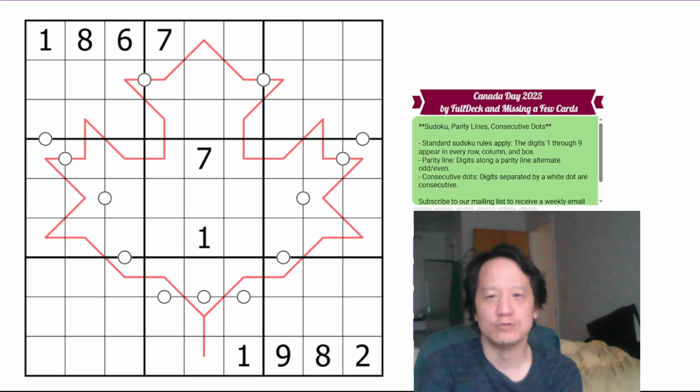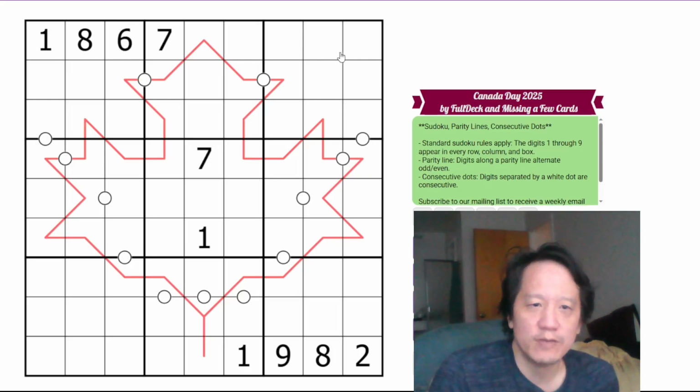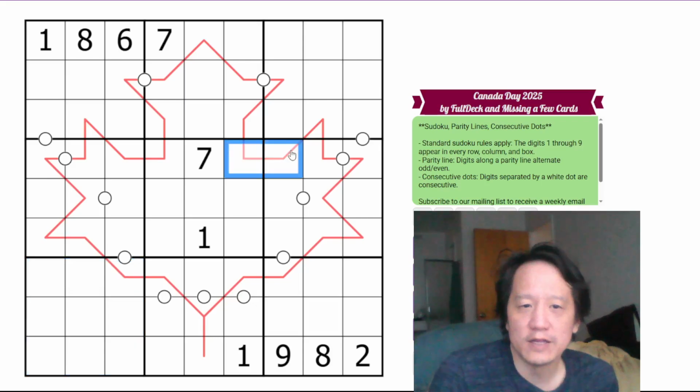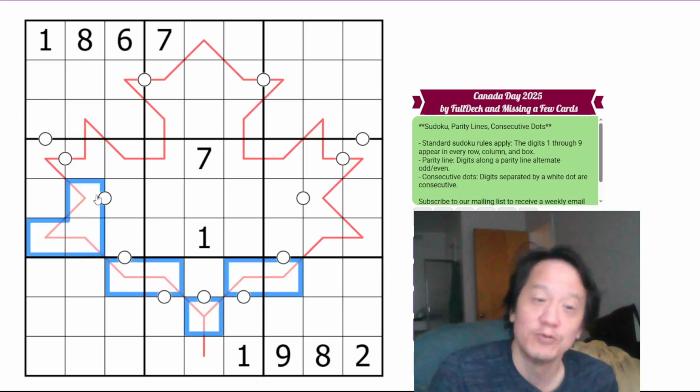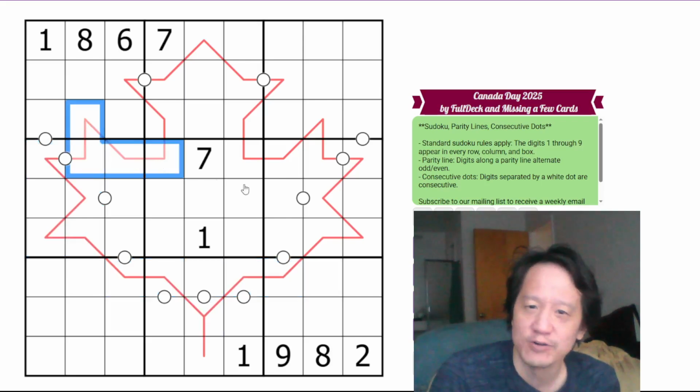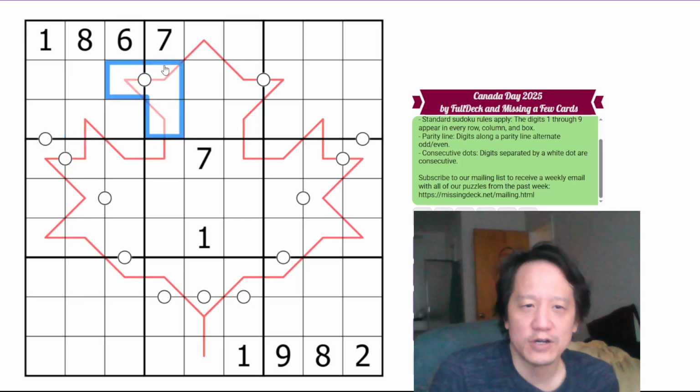And let's get to the rules. We have Sudoku, parity lines, and consecutive dots. Standard Sudoku rules apply where the digits 1 through 9 appear in every row, column, and box. We have a parity line here, which is red, very appropriate. It's one of the national colors, I believe, of Canada, along with white, which is what the entire grid is. At least that's what the colors are on their flag.